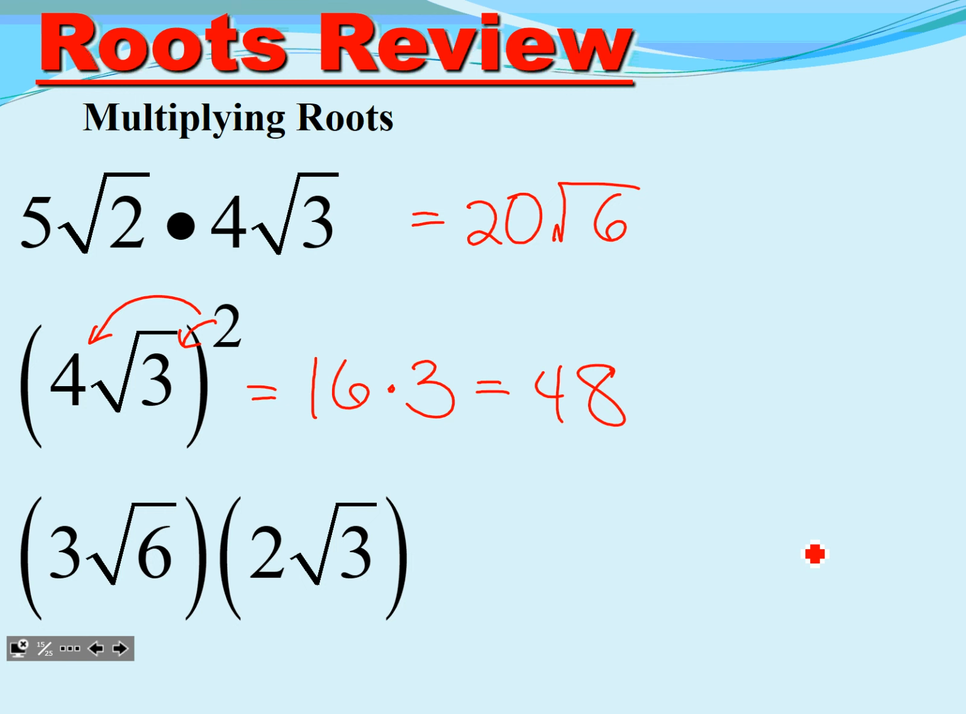For the next one, I'm going to do something very similar to what I did on the top problem. I'm going to multiply 3 times 2, so that's 6. I'm now going to multiply root 6 times root 3, which is root 18. However, at this point, I can still simplify. So if I simplify root 18, I can pull out a 3. So this eventually becomes 18 root 2.